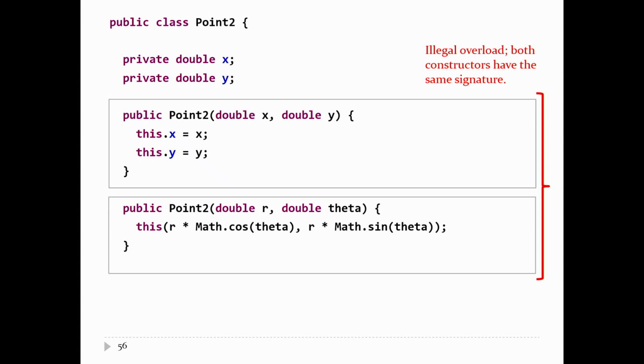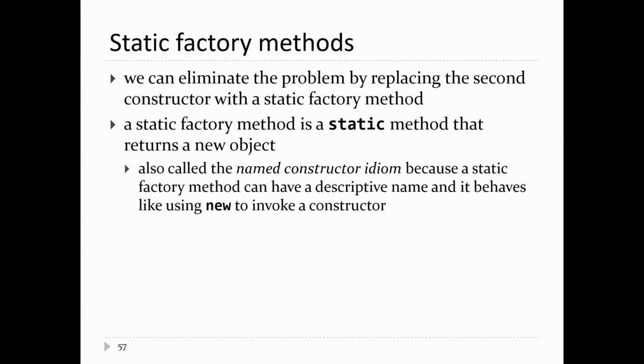So it looks like I'm stuck, right? But you can fix the problem. You just replace the second constructor with a static factory method. Right. So static factory methods are also called, well, this technique is called the named constructor idiom.